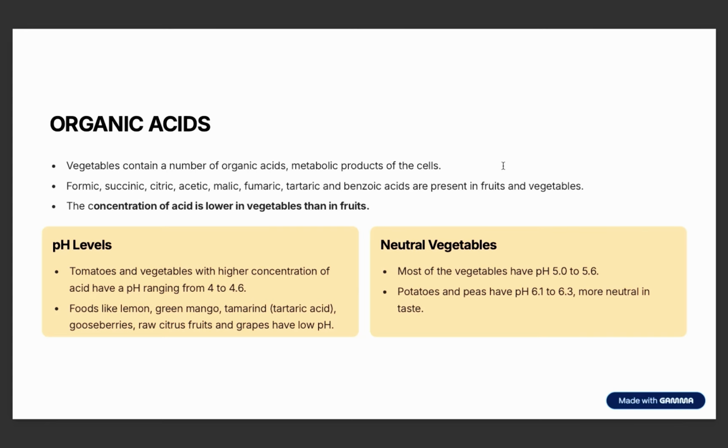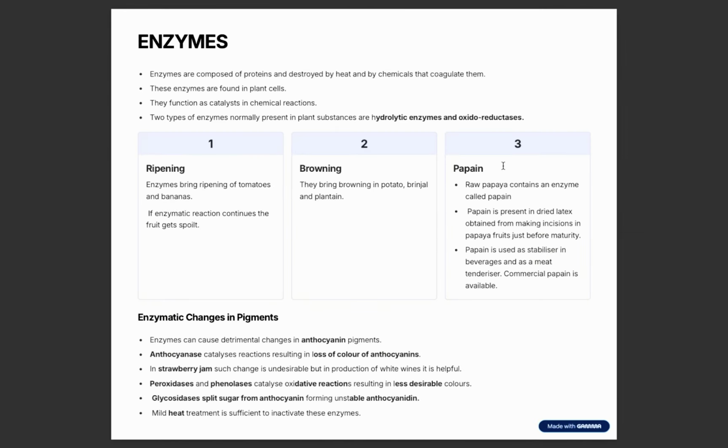Now looking into the enzymes, most of these enzymes are composed of proteins, and they are destroyed by heat and other chemicals that coagulate them within the vegetables and fruits itself. These enzymes are found in the plant cells and act as catalysts for different chemical reactions. And there are two types of enzymes that are usually present in the plants, that is hydrolytic enzymes and oxidoreductases. These oxidoreductases help in the oxidation reactions, and the hydrolytic enzymes result in the breakdown of other compounds.